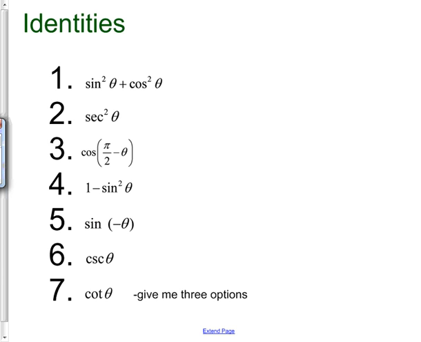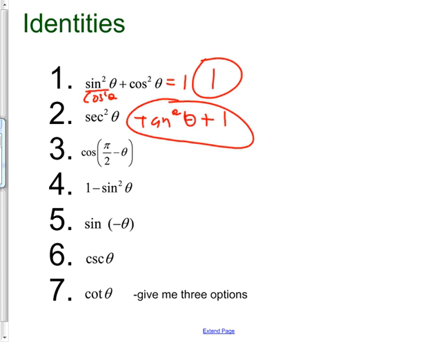Here we go. Number 1 is 1. Raise your hand if you had 1. Okay, good. Number 2. Secant. That's related to this thing, right? And you divide everything by cosine. And I don't want to keep doing that, but bottom line is it turns into tangent squared theta plus 1. Raise your hand if you had that one right.